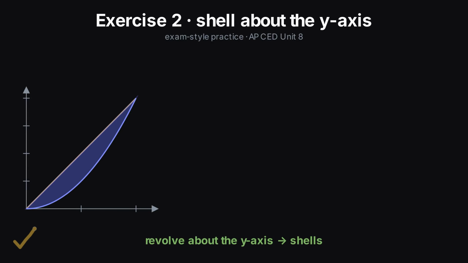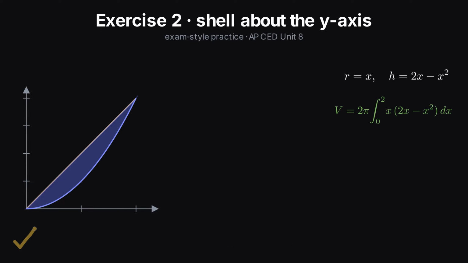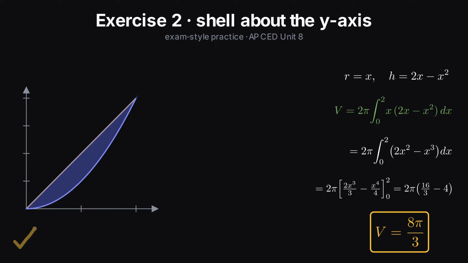Take the region between y equals 2x and y equals x squared from 0 to 2 and revolve it about the y-axis. Vertical slices run parallel to the axis so they become shells. Each shell has radius x and height 2x minus x squared, the gap between the curves. The volume is 2 pi times the integral from 0 to 2 of x times that height, that's 2x squared minus x cubed. Integrate: 2 pi times the quantity 16/3 minus 4, which is 2 pi times 4/3, so 8 pi over 3. A different method, the same clean idea.